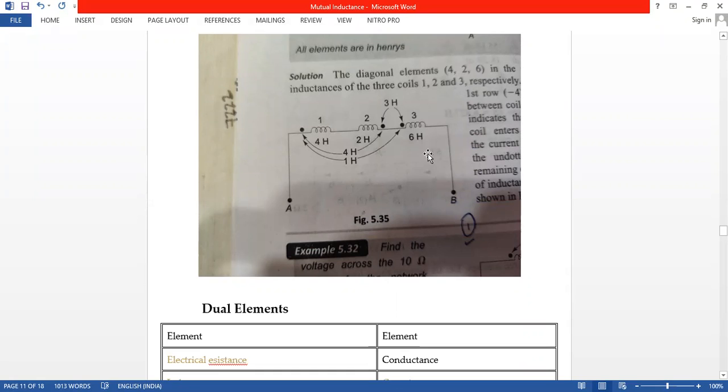This one. Okay, current starts from A only. Always current starts from A. So how many inductors again? 3. 4 plus 2 plus 6. Between the first inductor and second inductor, what is the relation? Tell me fast, anyone. Entering, and here it is leaving, so leaving. Which mutual inductance is present, 1 or 4? 4. 4 is present, very good. So 4 plus 2 plus 6.